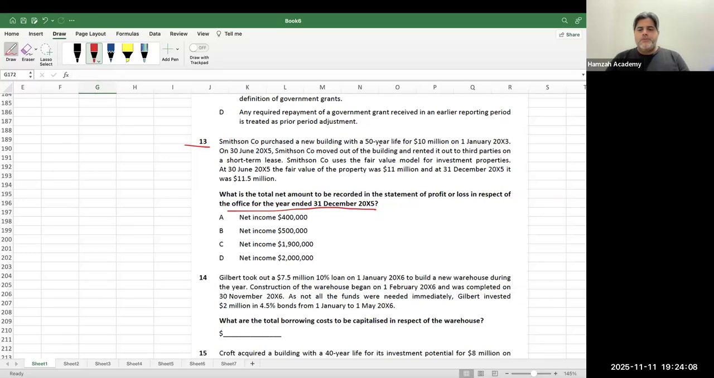So the building was purchased with a life of 50 years for 10 million on 1st January. Then on 30th June, you moved out, right? So like after 1.5 years, you moved out, and you rented it out to the third parties on short-term lease. Now, we use the fair value model for the investment properties. On 30th June, the fair value of the property is 11 million. And now at 31st December 20x5, the value is 11.5 million, right?